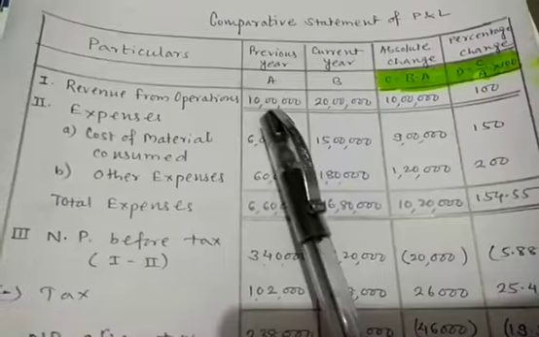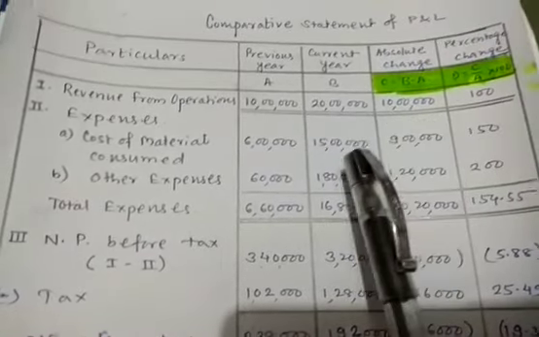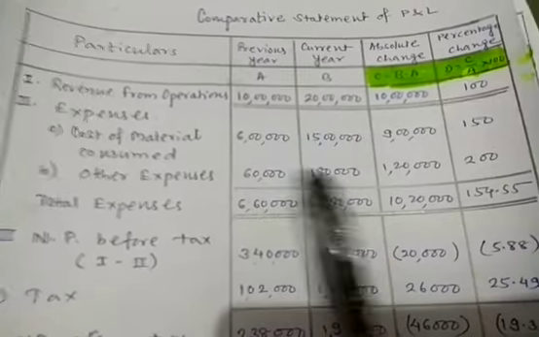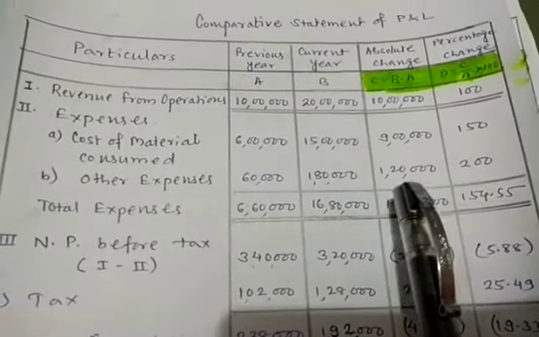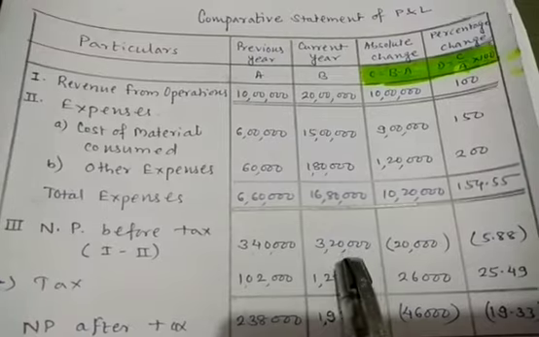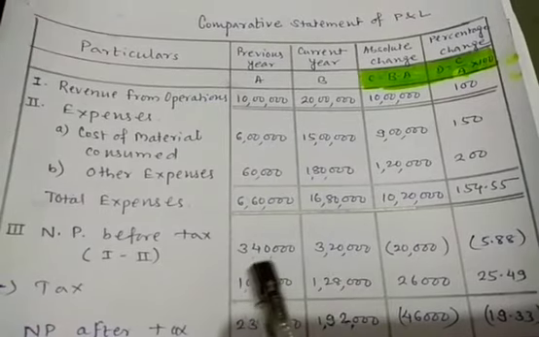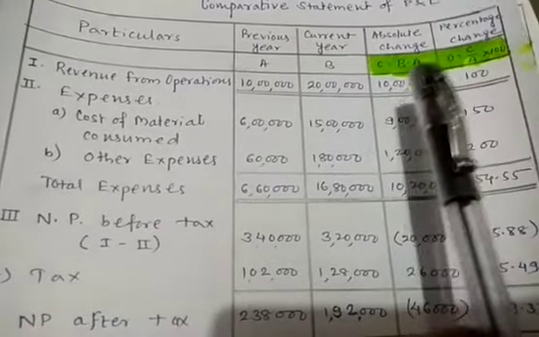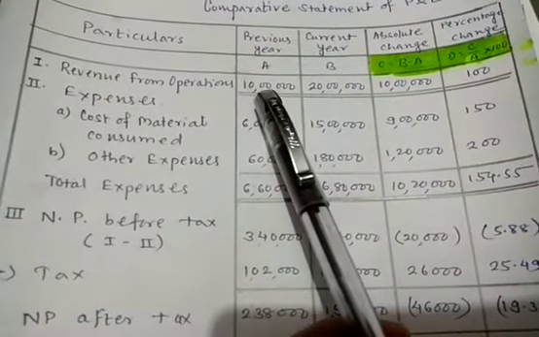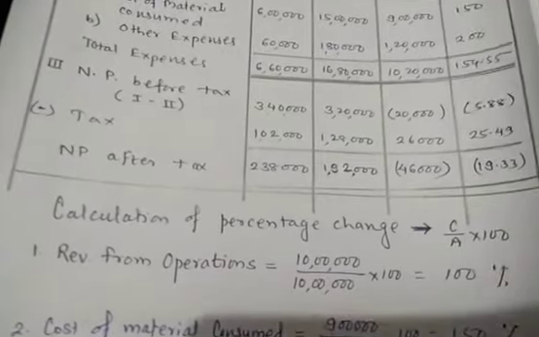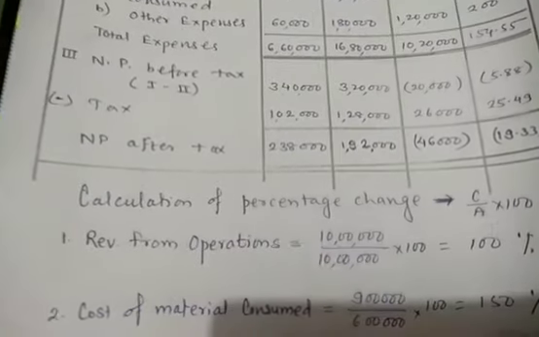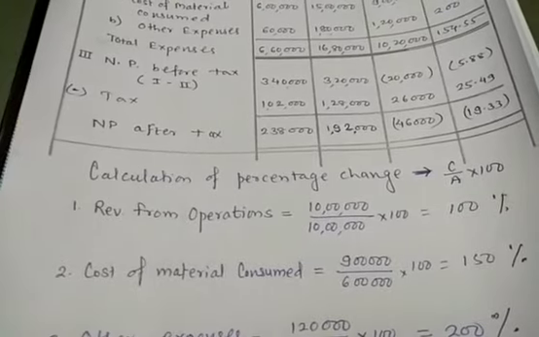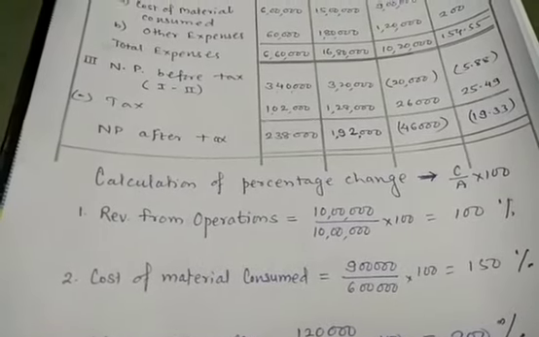Here 20 lakhs minus 10 lakhs comes to 10 lakhs, 15 lakhs minus 6 lakhs is 9 lakhs, 1,80,000 minus 60,000 comes to 1,20,000. In the same way, the difference between column B and column A will be recorded in column C. The percentage change is nothing but C upon A into 100. For revenue from operations, the change is 10 lakhs. The original value in the previous year is 10 lakhs. Hence the percentage change is 100%.